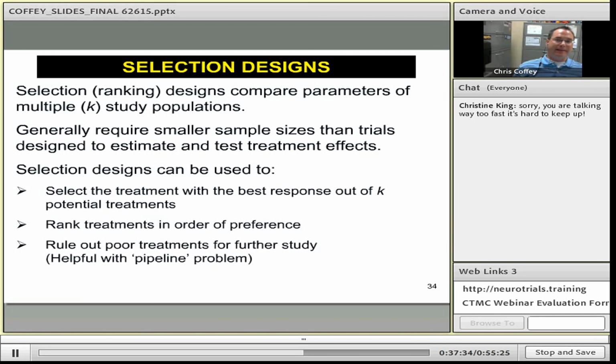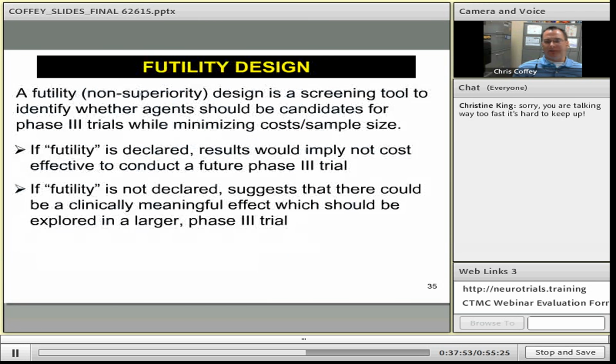A way to get around that in a selection design is perhaps, let's say you had five different treatments to look at. You put them in a selection design, and the selection design chooses the one that looks to be the most promising. It's often described as a horse race. You're just putting the treatments in, and whichever one looks best on your endpoint, doesn't necessarily have to be statistically significant, would be selected and moved into further testing.